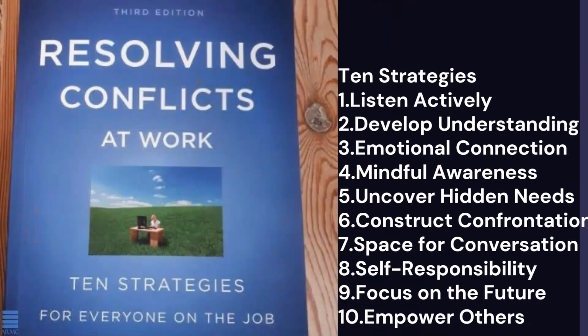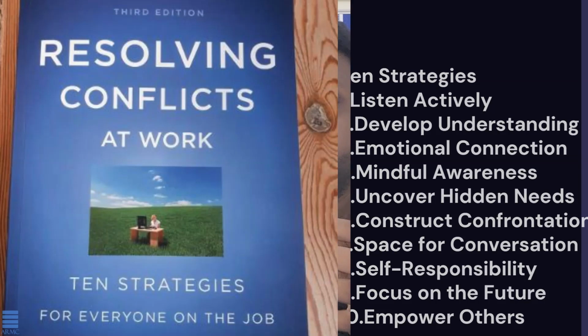This book offers practical approaches to resolving conflict at work. It presents 10 strategies for addressing different types of conflict and fostering a more positive work environment. The 10 strategies are: listen actively, develop a shared understanding, build a strong emotional connection, cultural mindful awareness, uncover hidden needs, use constructive confrontation, create a safe space for conversation, maintain self-responsibility, focus on the future, and the 10th, the last, empower others. These are the common resolving techniques referred to in the book.